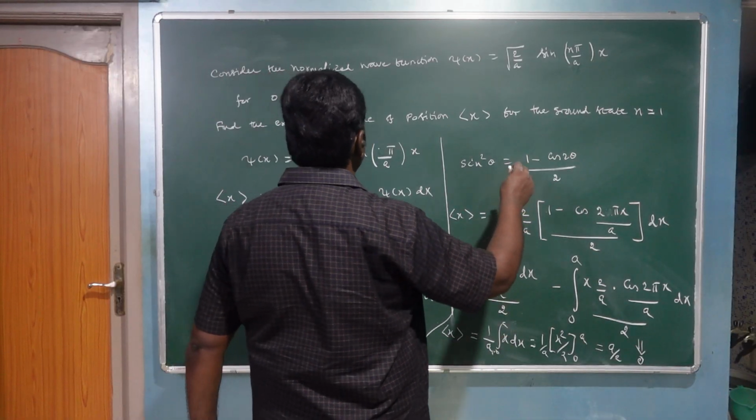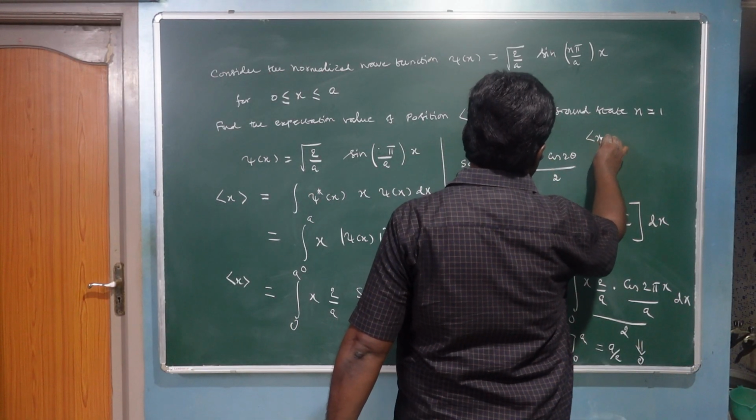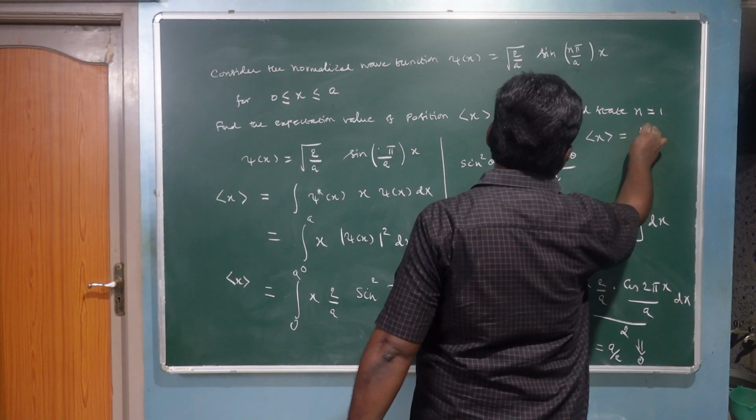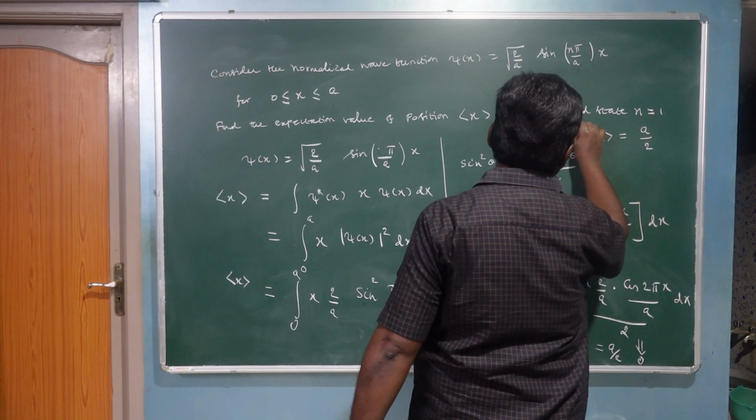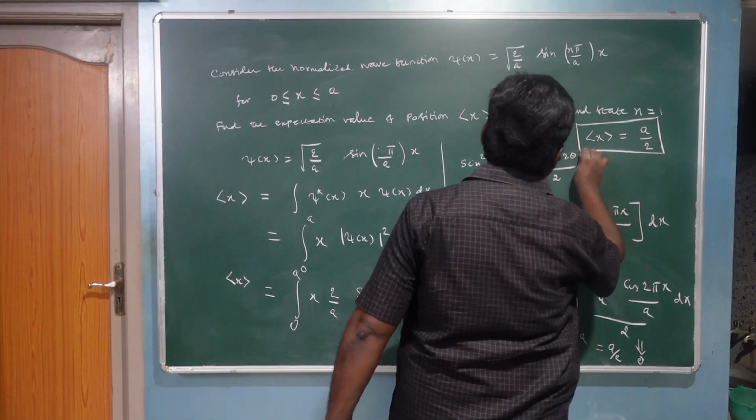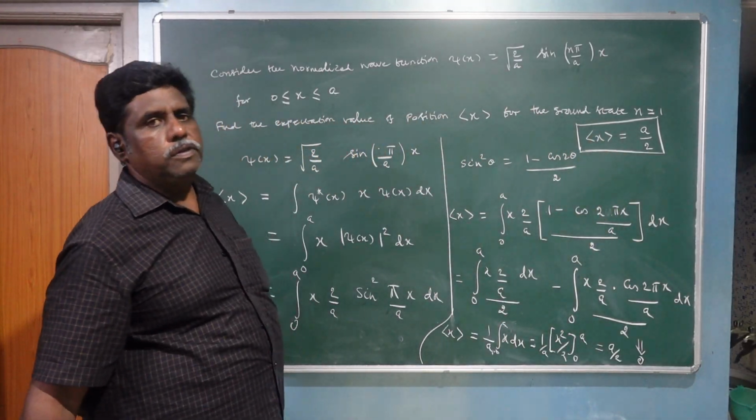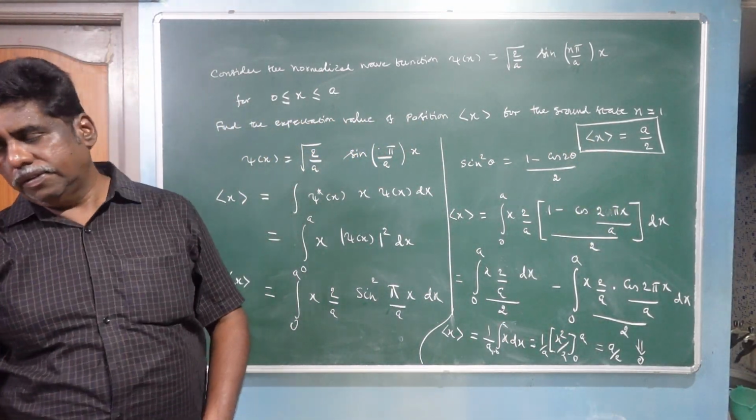Therefore, the expectation value of position is a by 2. This could be the answer. So we'll discuss the rest of the things in the next lecture. Thank you.